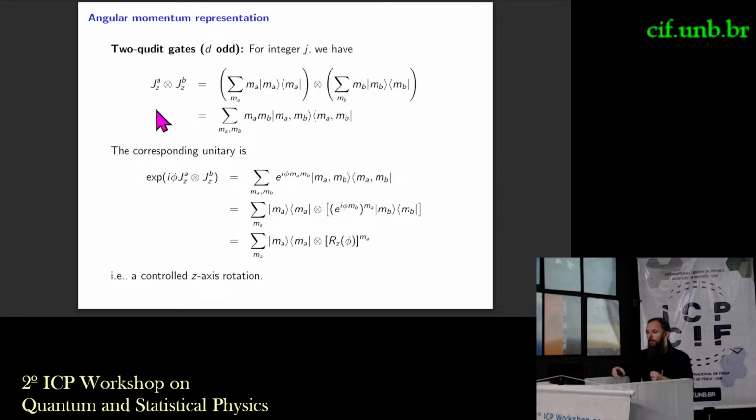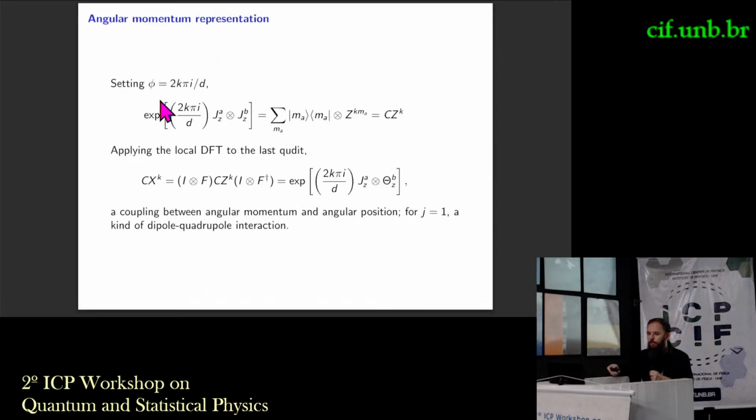This kind of dipole coupling is very common in physics. If you develop this, you will see that the unitary corresponding to the evolution of this kind of interaction is a controlled Z rotation. This holds in general for integer J. If you put this special phase angle here, 2 chi pi above d, you get exactly the controlled phase gates.